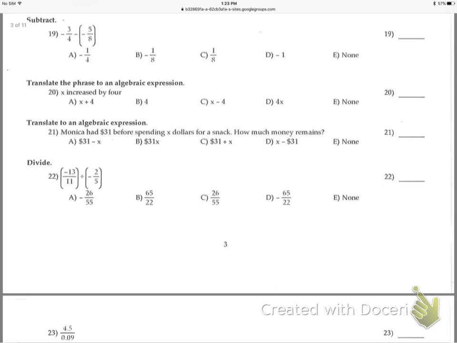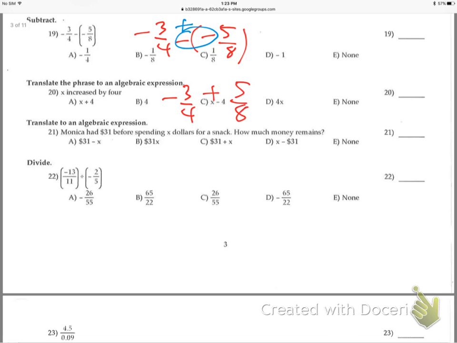Okay, 19. So what are we doing here? Double negatives head to head, right? So let me write it here. Minus 3/4 minus 5/8. So this double negative thing again, you know all about it. These two negatives become add. So the problem really becomes minus 3/4 plus 5/8, right? The double negative is add.